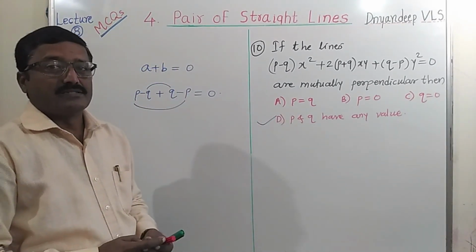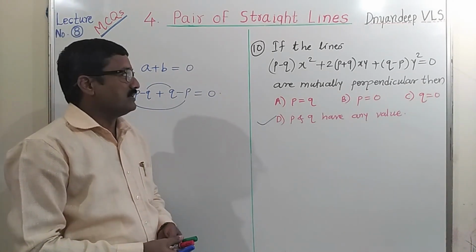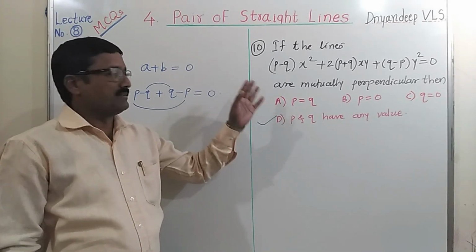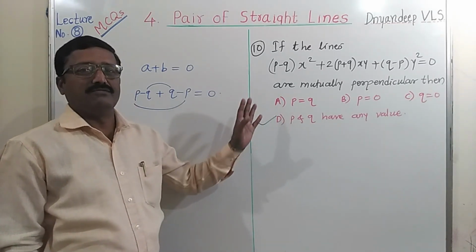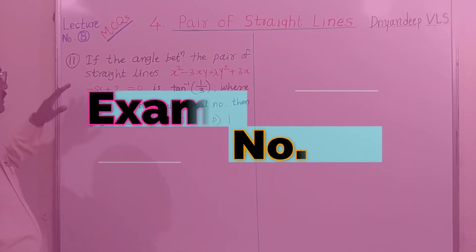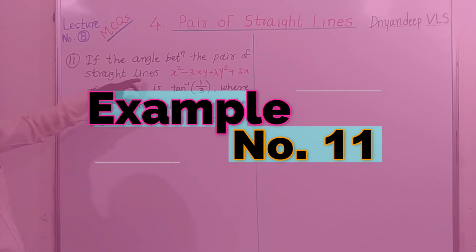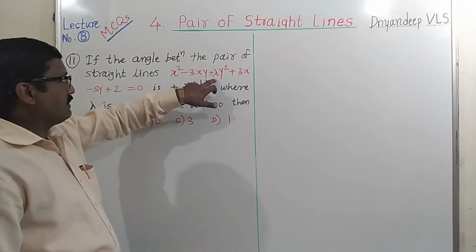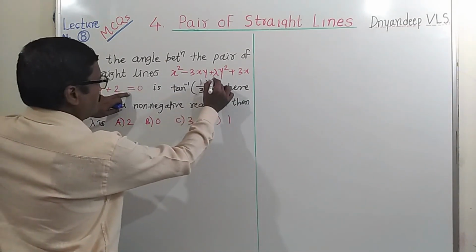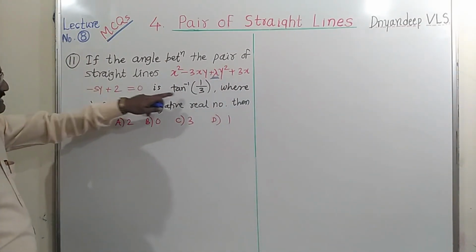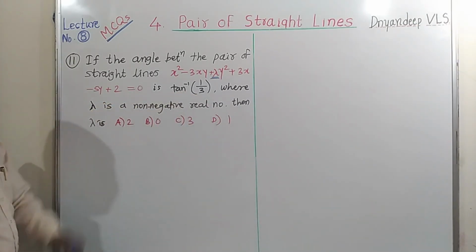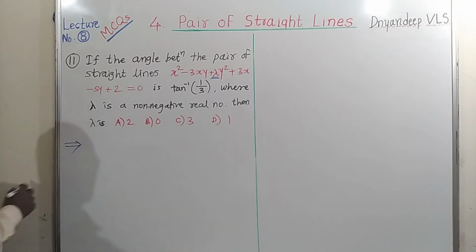Okay. There are some questions in the CET exam which are very simple, so that we can find the answer of that question within 1 minute. This is one of them. Let us see example number 11. If the angle between the pair of straight lines x square minus 3xy plus lambda y square plus 3x minus 5y plus 2 equal to 0, where lambda is unknown, is tan inverse of 1 by 3, where lambda is a non-negative real number, then what is lambda? That is the question here.